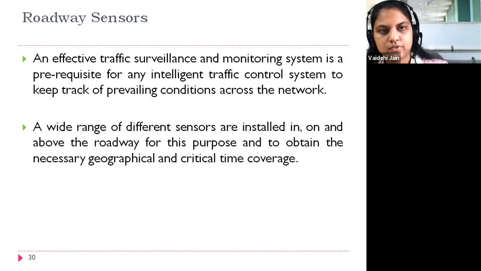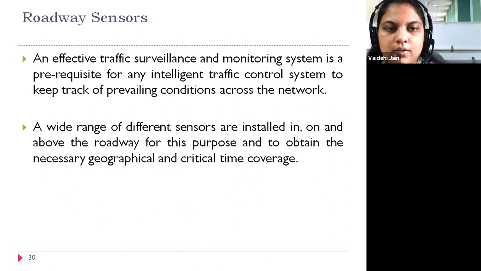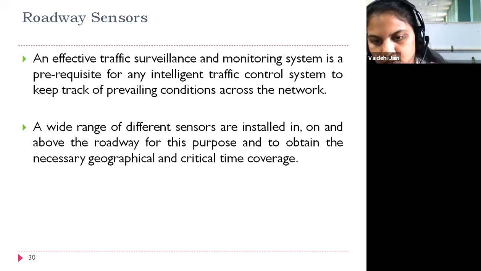For the conduction of this, we require sensors. The roadway sensor is a very effective and important part for implementation of an ITS. An effective traffic surveillance and monitoring system is a prerequisite for the ITS. Fine, and for that we need a wide range of sensors. Different types of sensors are required for the effective implementation of ITS.